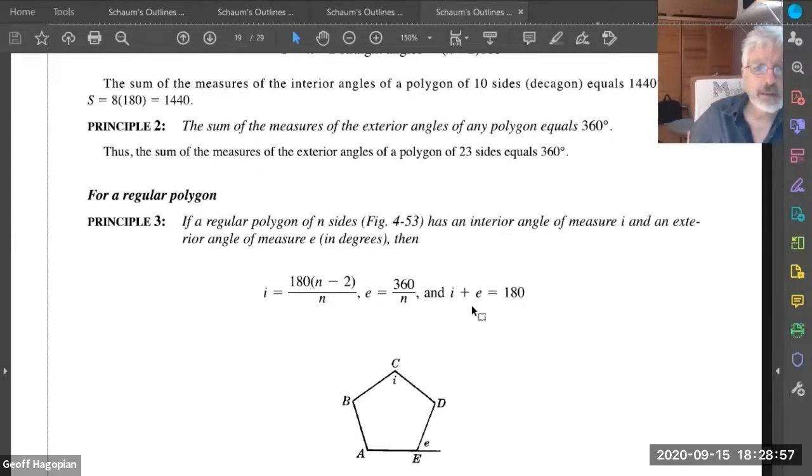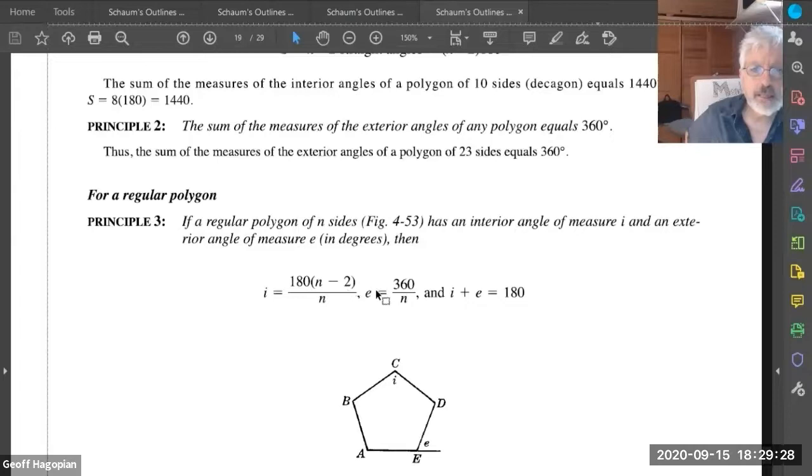For a regular polygon, there's the third principle here, which is what we talked about, right? The interior angle for a regular polygon is 180 times n minus 2 over n, right? Evenly distributed among the n angles. And the exterior angle is going to be 360 divided by n. And so notice that the interior plus the exterior does add up to 180. Is that true?